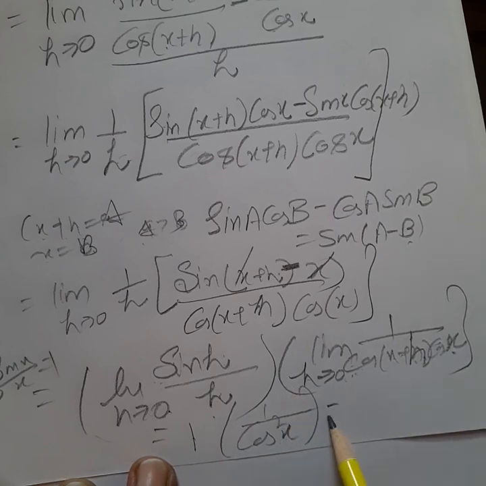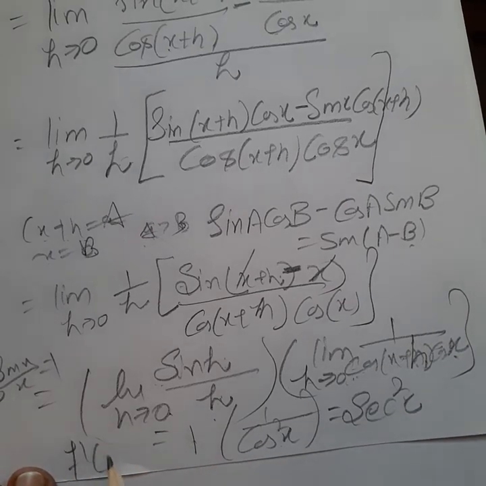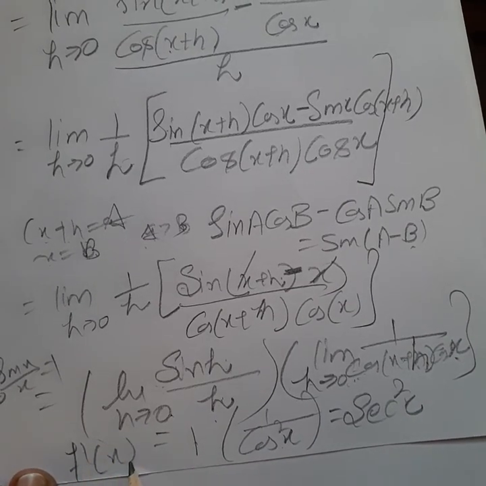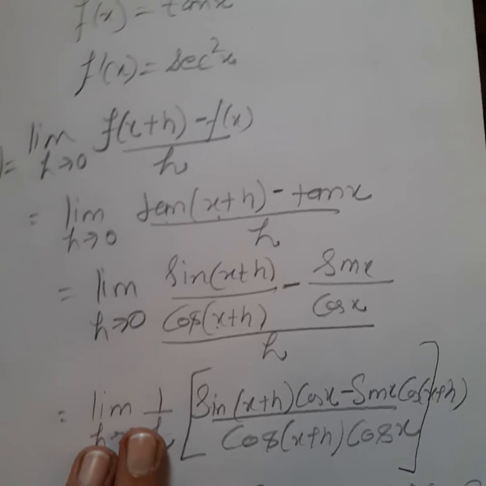Then we are left with the single function: 1 over cos square x is equal to secant square x by the trigonometrical formula. So we get our answer that the derivative of tan x is equal to secant square x. So this is the formula of the derivative of tan x also.